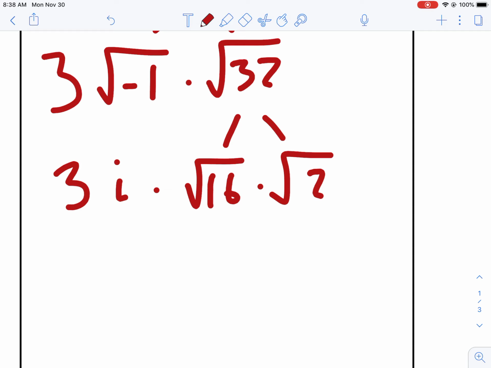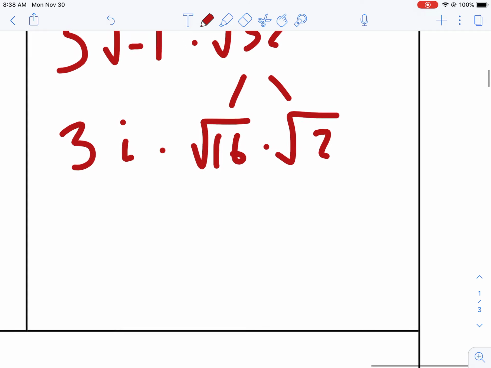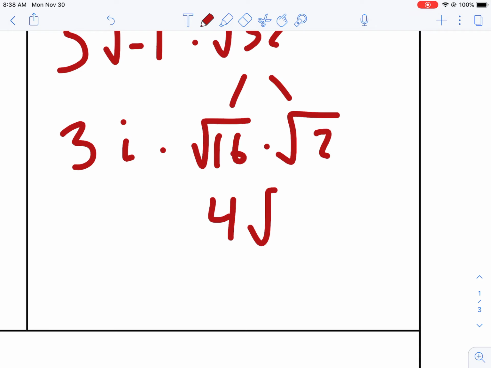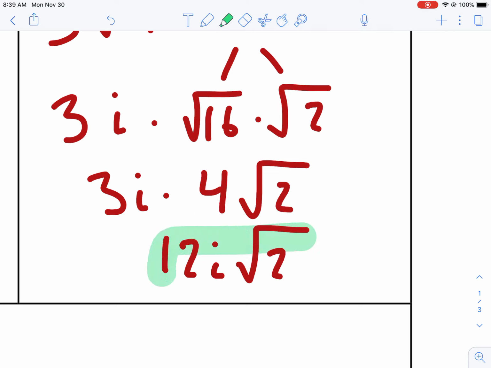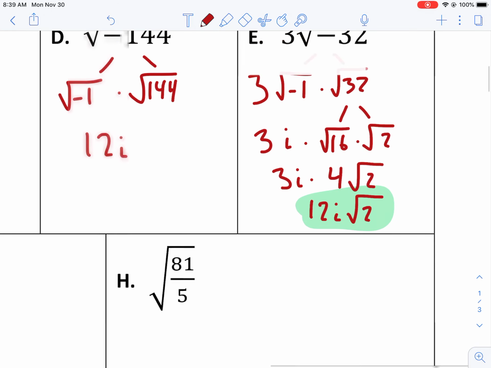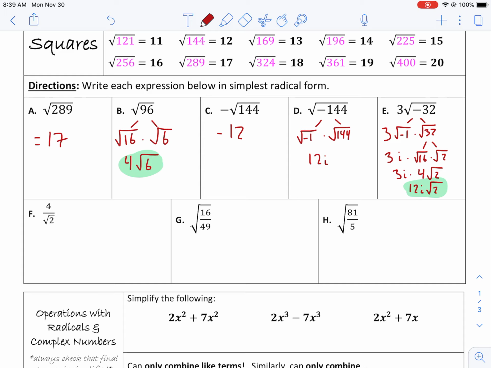So we've got 3i, because remember, the square root of negative 1 becomes i. So we've got 3i times square root of 16 times square root of 2. The square root of 16 is going to be 4. So we have 3i times 4 radical 2. And here, because you're multiplying, you can just multiply these together. Now, you can't add things if they're not like terms, but we can multiply things. So 3i times 4 is going to be 12i radical 2. And finally, that is our answer for this problem. So hopefully some of this stuff's coming back to you.